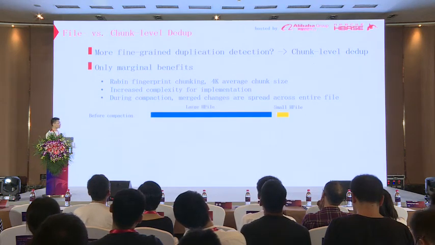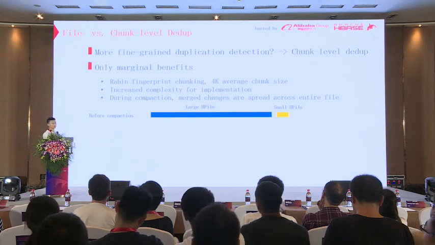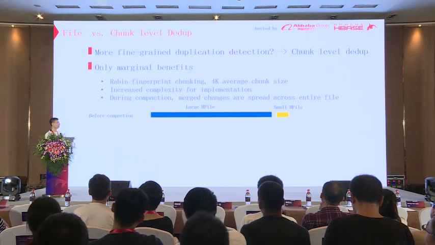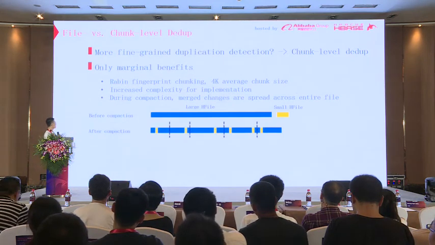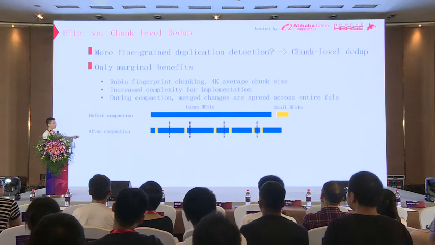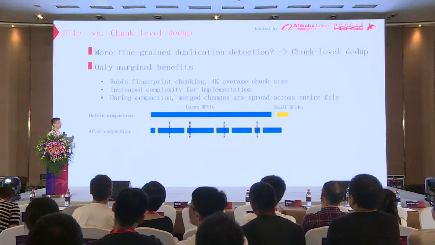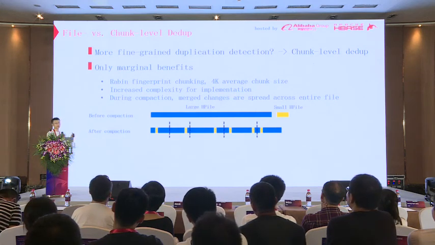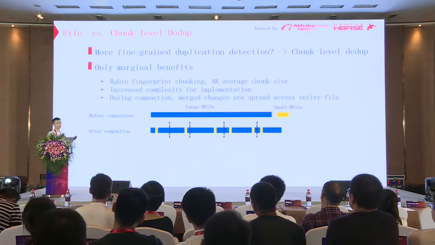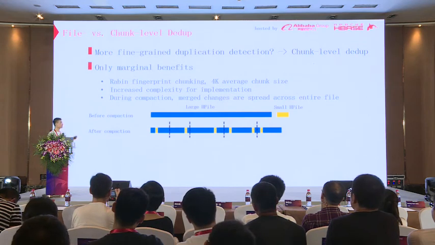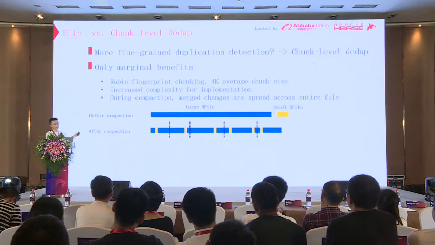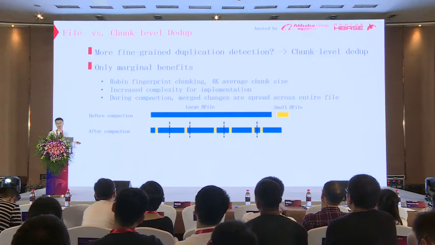Let's consider a typical scenario when we have two files and we are trying to do a major compaction. Before the compaction, we have a large file and a smaller file noted in the yellow box. After compaction, as you can see, although the smaller HFile to be merged is smaller in size, those smaller changes, when they are merged, spread all over the place. So you can see that if we do chunking, mostly all the chunks are modified.